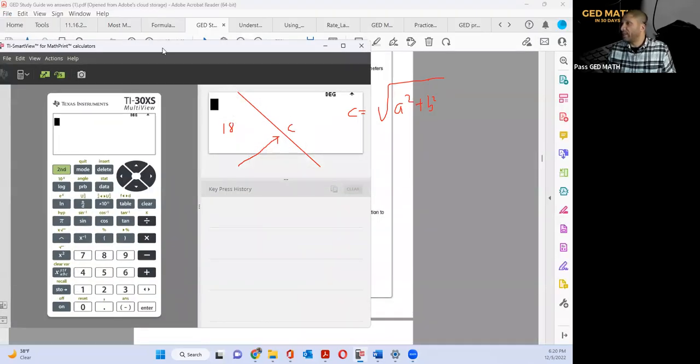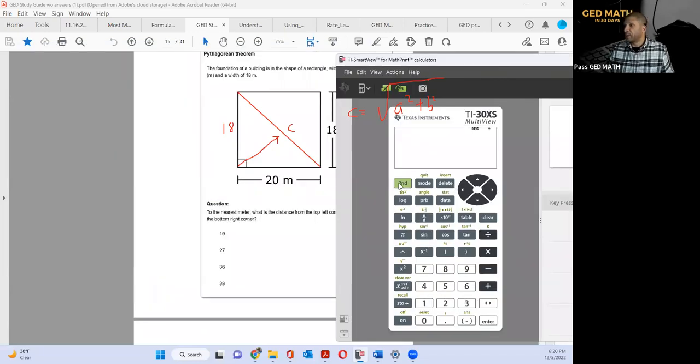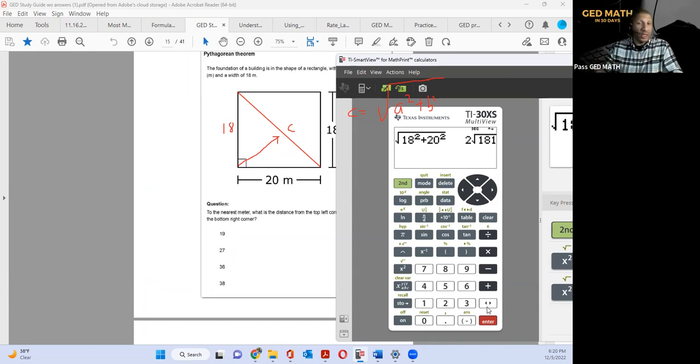Watch how easy this problem becomes. Square root of 18 squared plus 20 squared. Get out of your square root, press enter. Now, you don't see radicals as the answers, which you should know if you're practicing with your calculator. To change that to a decimal, hit your toggle button: 26.9.